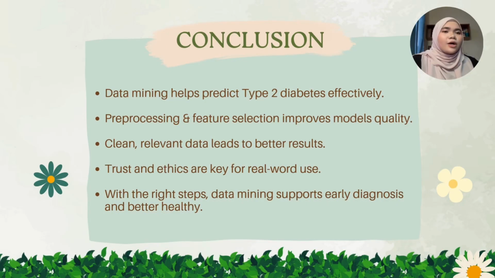Thank you for listening. In conclusion, to sum up, different data mining techniques like classification and clustering help us predict type 2 diabetes more accurately and support better decision making in healthcare. Next, pre-processing and feature selection are very important steps that improve the model's performance and make the results more accurate and understandable. And the last one is to build trust and ensure real-world use.